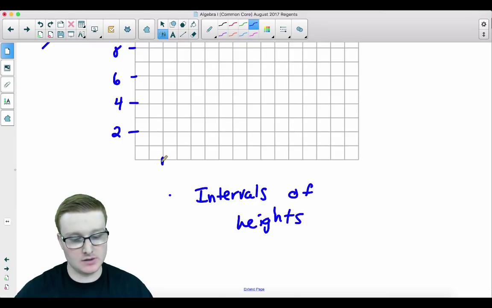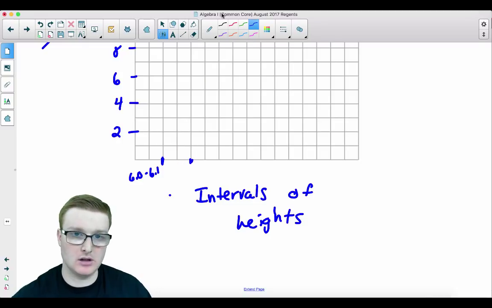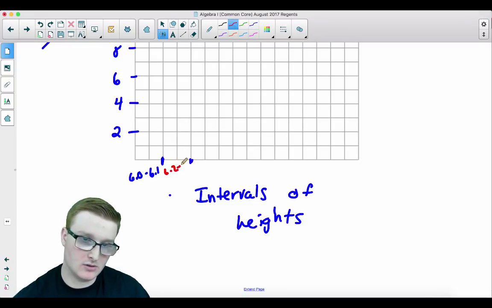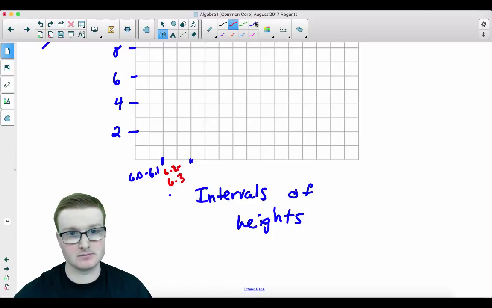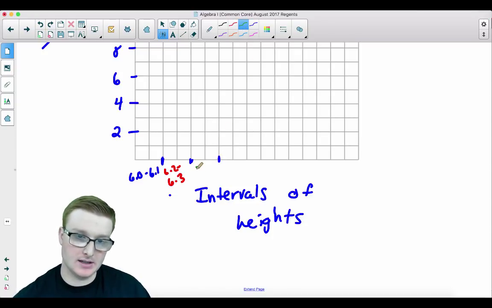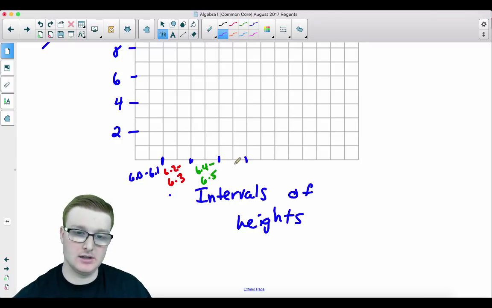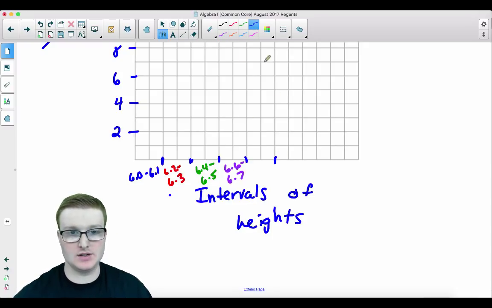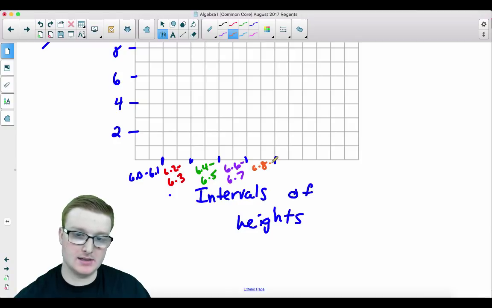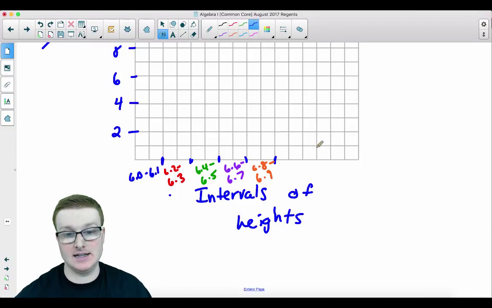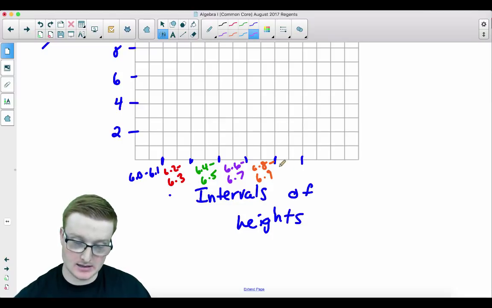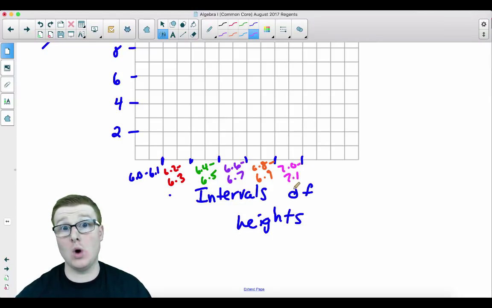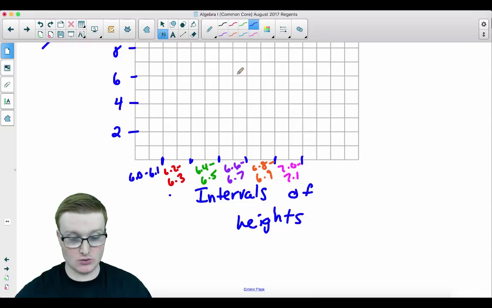So I'm going to make this interval 6.0 to 6.1. I'm going to change the color. 6.2 to 6.3. This interval, I'm going to make this 6.4 to 6.5. I'm going to make this interval 6.6 to 6.7. Make that interval 6.8 to 6.9. And last but not least, this is 7.0 to 7.1. So now all you got to do is graph those frequencies.